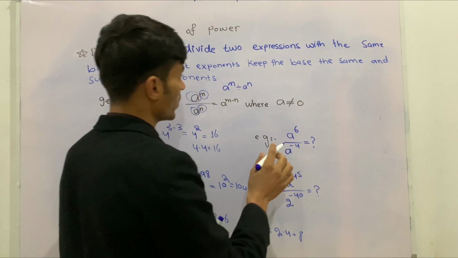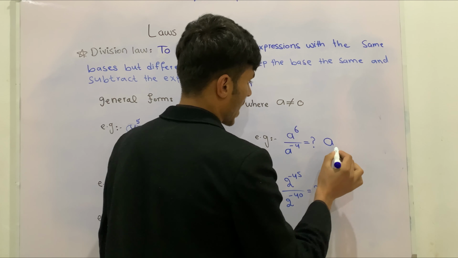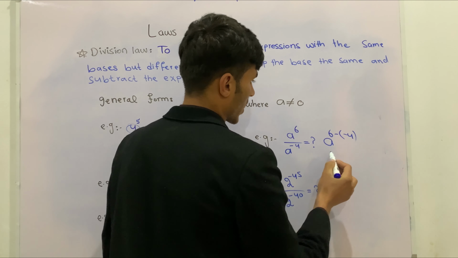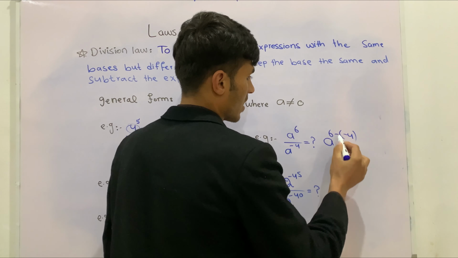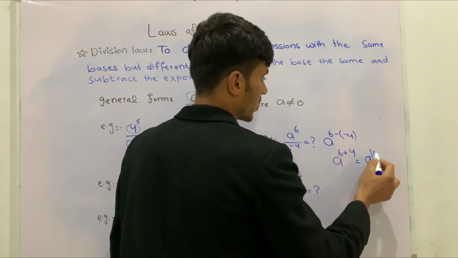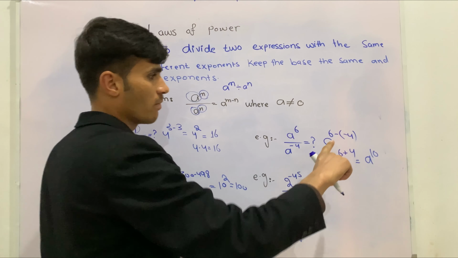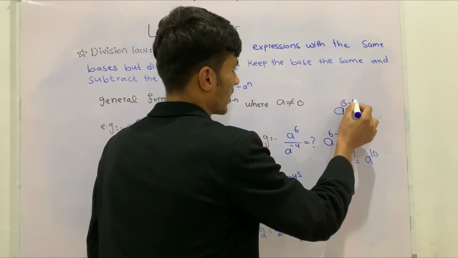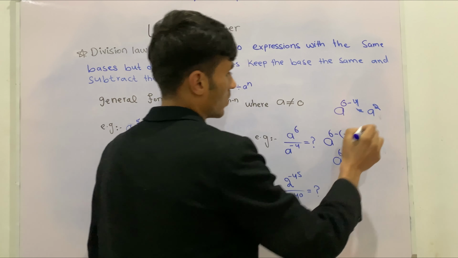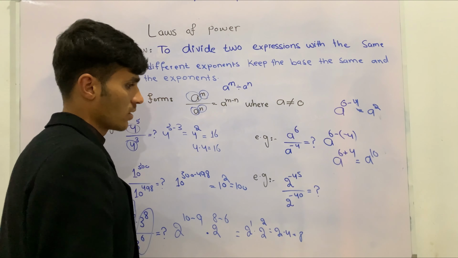What we have to do is take just one a as common, and 6 minus 4, okay? Then here it becomes 6 minus into minus becomes plus 4 equals a to the power 10. The technique was here, okay? Some people might do it like 6 minus 4 equals a to the power 2. Okay, I hope you got it, okay? Minus into minus becomes plus.